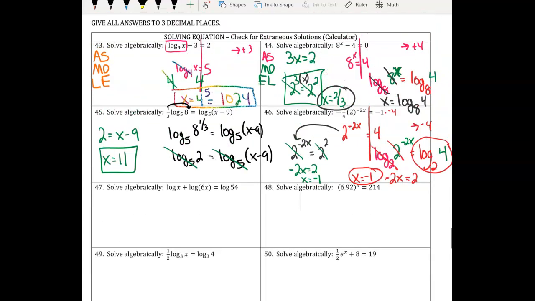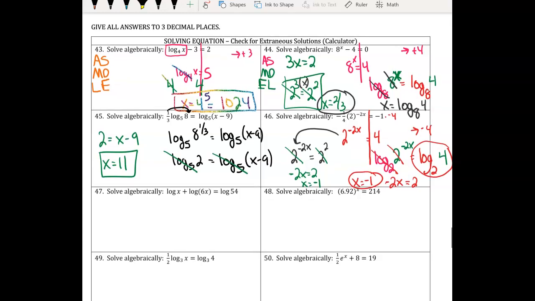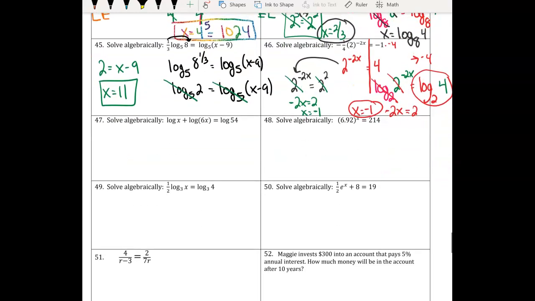So 47 looks a lot like 45. The problem is I have 2 logs. So what I'd rather do is just make it 1 log. So before I do that, I'm just going to bring this log down. And off to the side, I'm going to remember that I have to get that down to 1 log. So if I look at it as x plus 6x, that turns into x times 6x. So I'll have log of 6x squared.